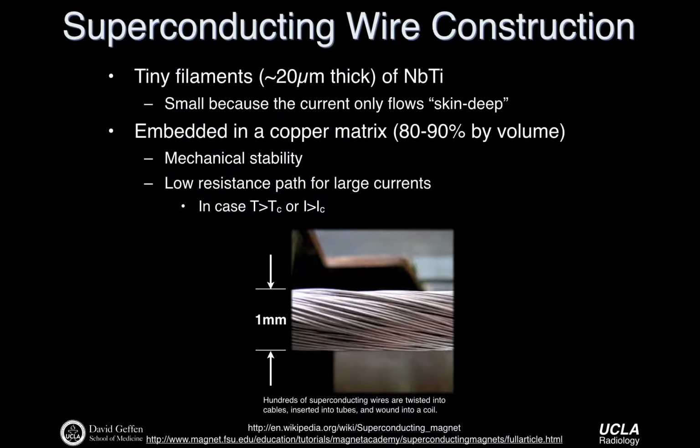And so there are times where large amounts of current need to be dissipated relatively quickly. And that's actually useful in that we now have a resistive path through the copper matrix that everything's embedded in. And so these tiny, tiny, tiny filaments are embedded in copper and then wound into wires and then spun on mandrels to form these really complicated magnetic solenoid designs.